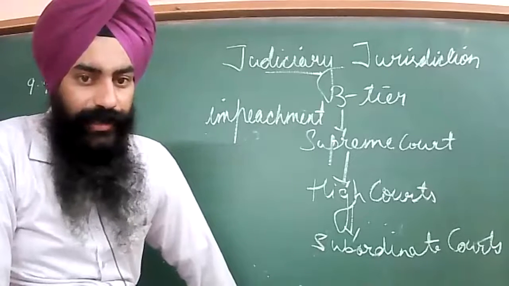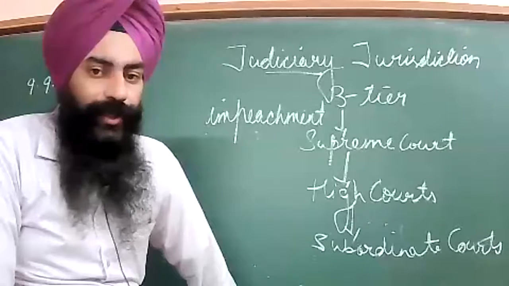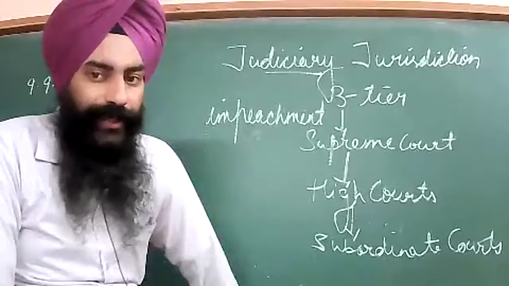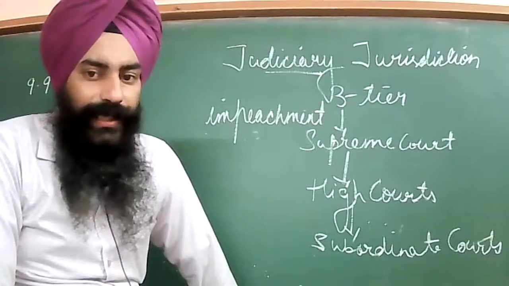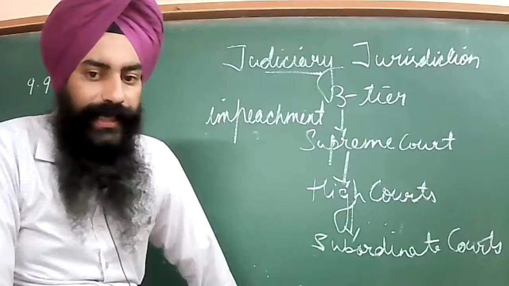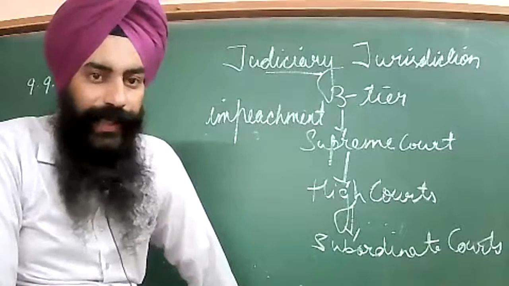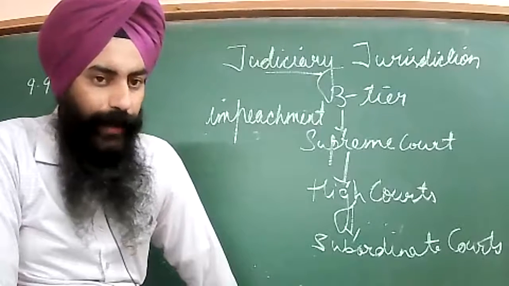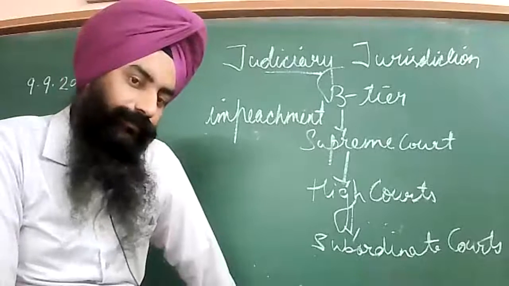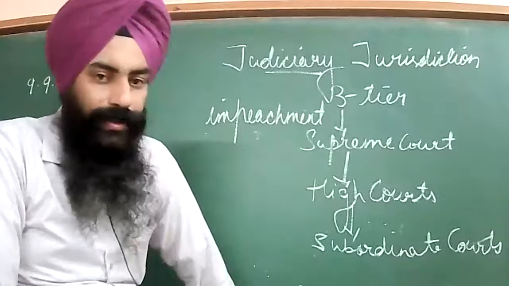Till there, any questions? First, the original jurisdiction: cases directly introduced in the Supreme Court. Second is the appellate jurisdiction: cases sorted out by the lower courts can be appealed in the Supreme Court. Third is the advisory jurisdiction. Any questions related to this? Those who have any queries can ask. Otherwise, we will proceed towards the next court, high courts.